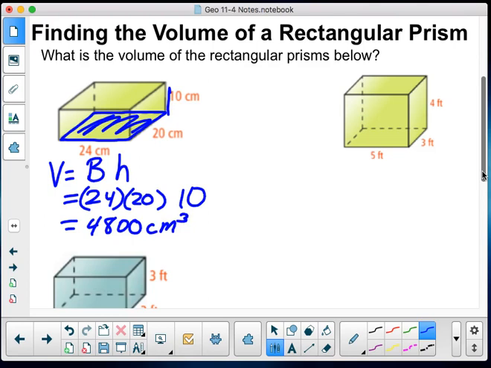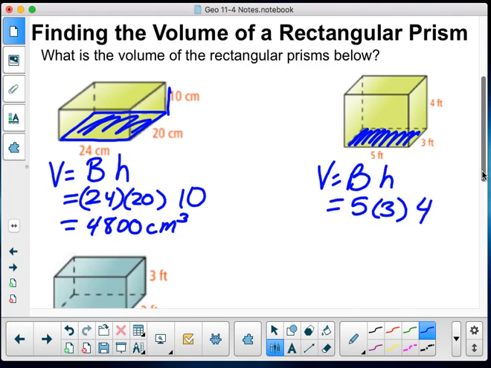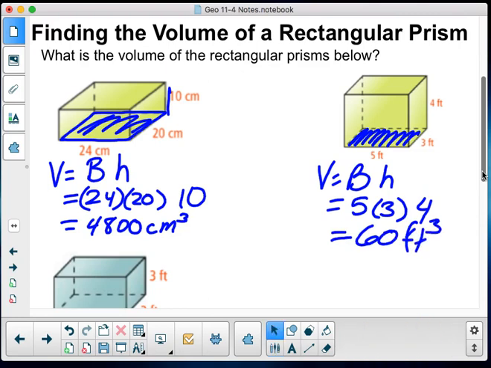It's as fast as you identifying the base. Here it is, my base. Find its area. After you find the base area, that's big B, you have volume because you just multiply it by height. Now volume is equal to base area times height. My base is 5 times 3. My height is 4. And now I'm sitting at 60 feet cubed.